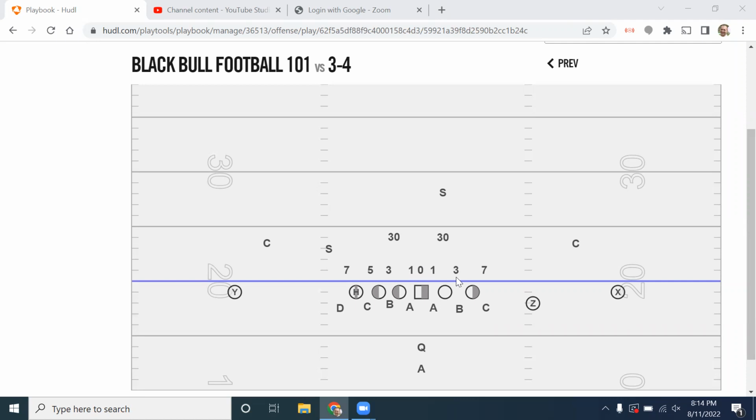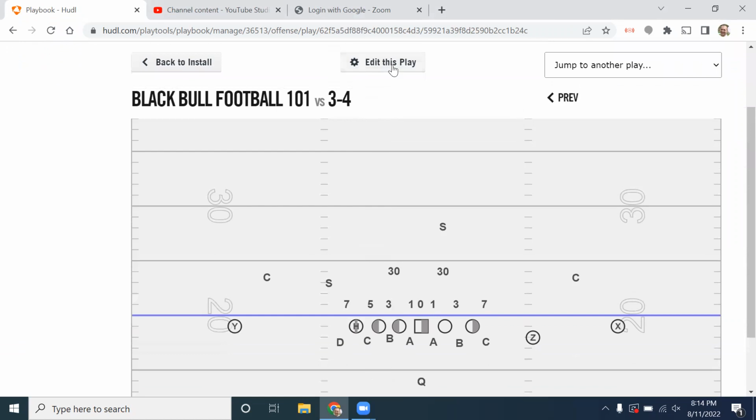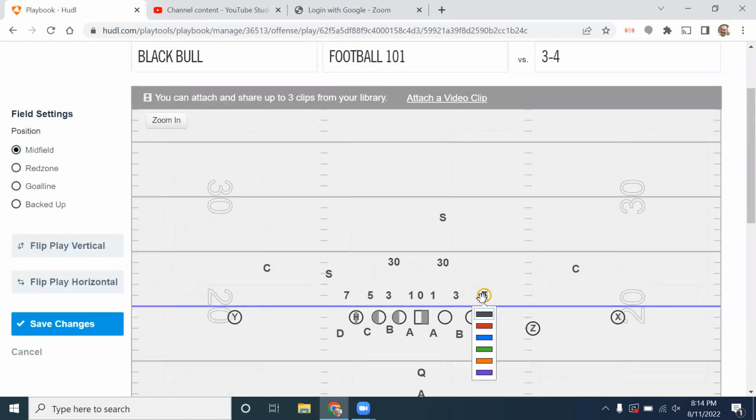Now, all of the odd numbers, I just realized this is not correct. So let me change this here. If a defender lines up in a gap, that is an odd number technique. So notice if they line up in the gap on either side of the center, that's a one technique. If they line up in the gap outside the guard, that's a three technique. If they line up outside the tackle, that's a five technique. If they line up outside the H, that is a seven technique.